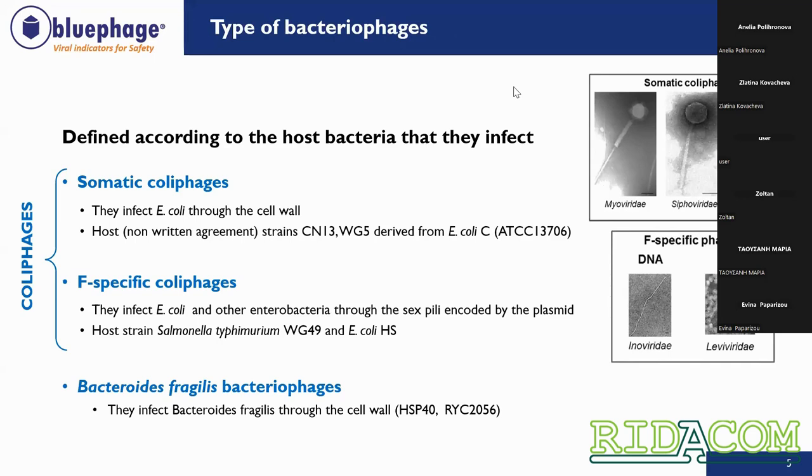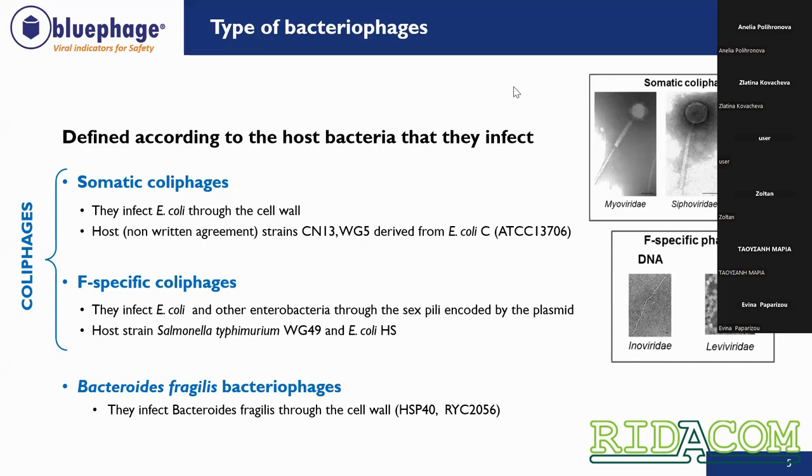We mainly have the coliphages, and within the family of coliphages, we have the somatic coliphages and the F-specific. The difference is that somatic coliphages infect the E. coli through the cell wall. The most common host strain is WG5. This is an E. coli that comes from E. coli C but is resistant to nalidixic acid, an antibiotic used to remove the background flora. For example, in America, as a host strain, they use CM13.